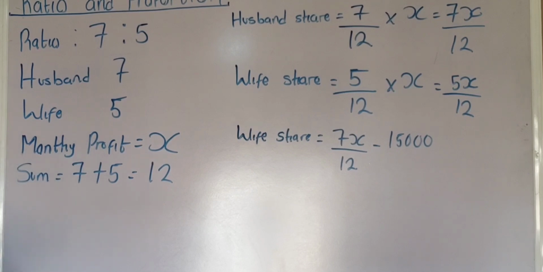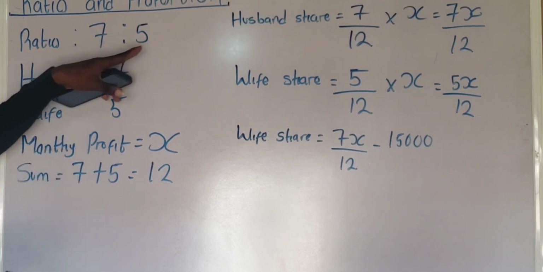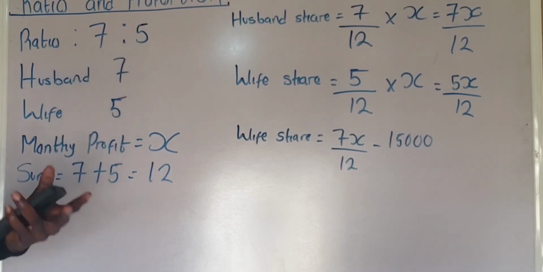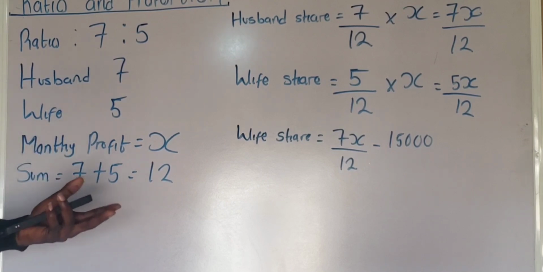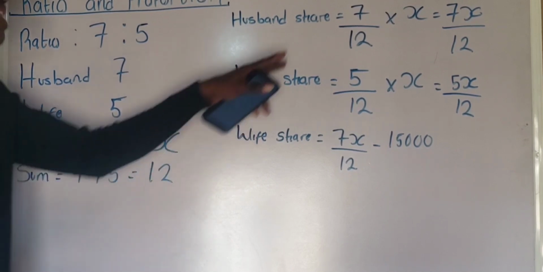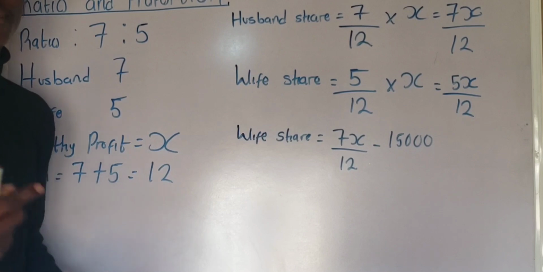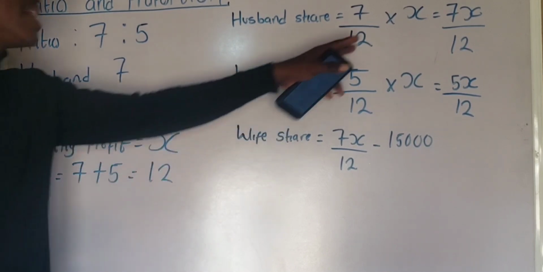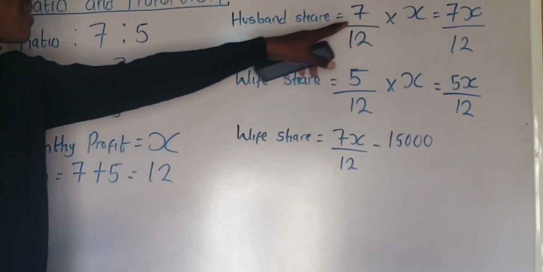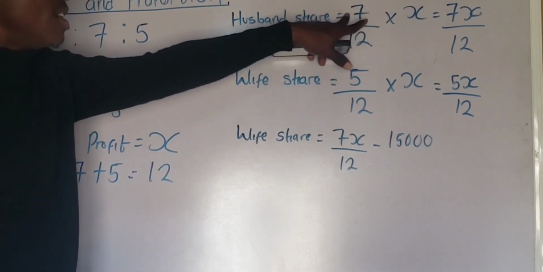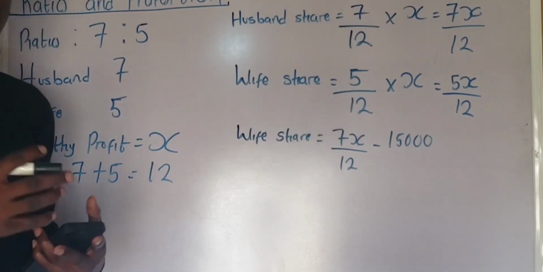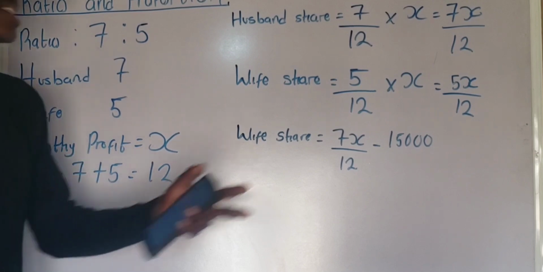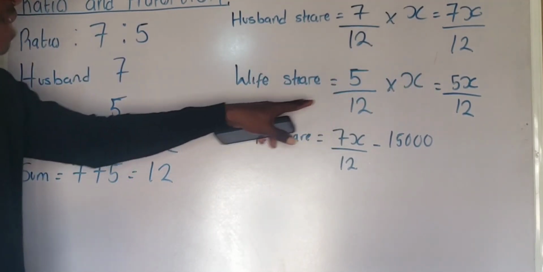You know, in the question, they shared the monthly profit in this ratio. And in our previous class, we learned the basic concept of ratio. So I sum the ratio, then I determine the husband's share by multiplying by the total monthly profit. Since I don't know the monthly profit, I represent it as X. So this is the husband's share: the ratio of the husband all over the sum of the ratio multiplied by the total monthly profit. That is 7X over 12. And that of the wife is this.